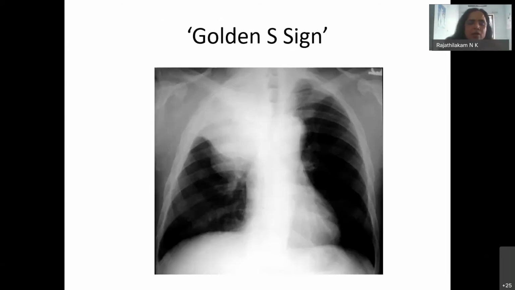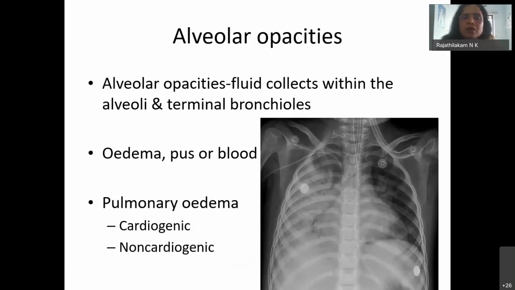This is the Golden S sign. Golden S sign is usually a reverse S sign. This is a minor fissure. The minor fissure is collapsed upwards, and there is a hilar mass, a hilar mass with upper lobe collapse. In these cases you can see a reverse S sign. This is the Golden S sign. Next slide.